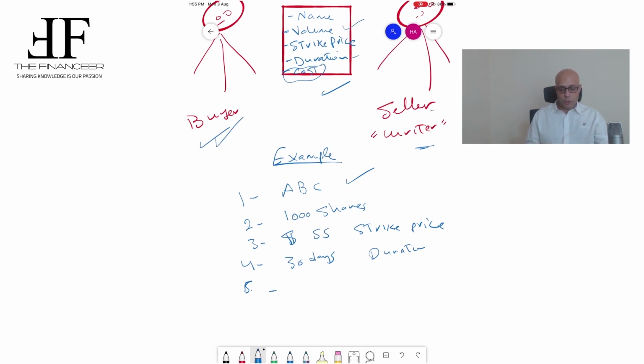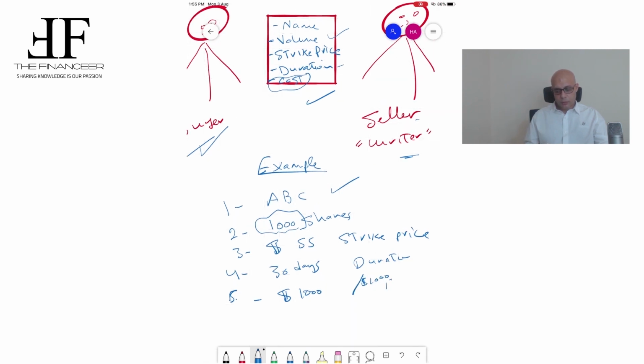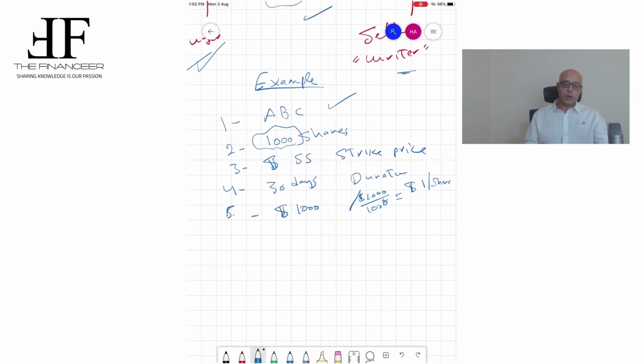So let's assume that this cost is $1,000 for the whole contract. And as long as the whole contract is related to 1,000 shares, the cost per share is $1,000 divided by 1,000 shares. So the cost will be $1 per share. So these are the details of this contract.